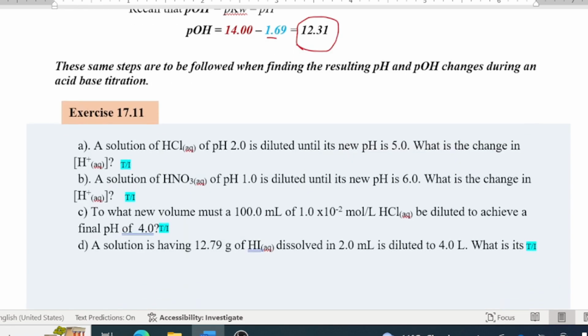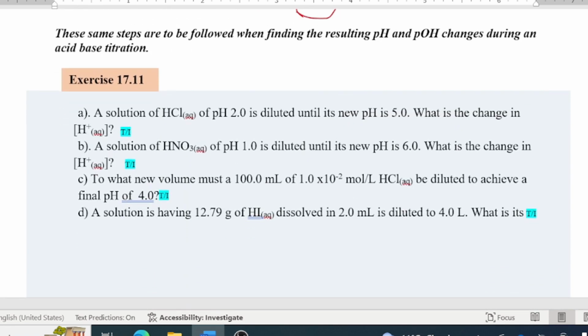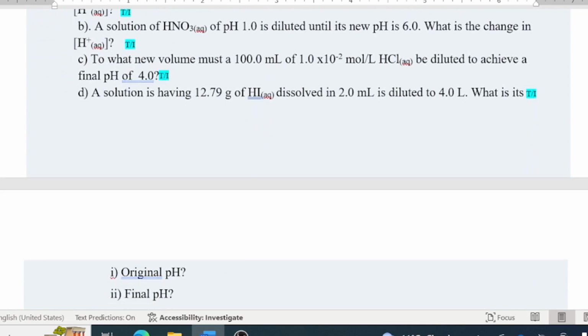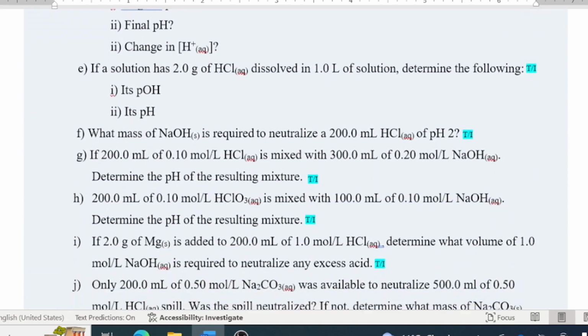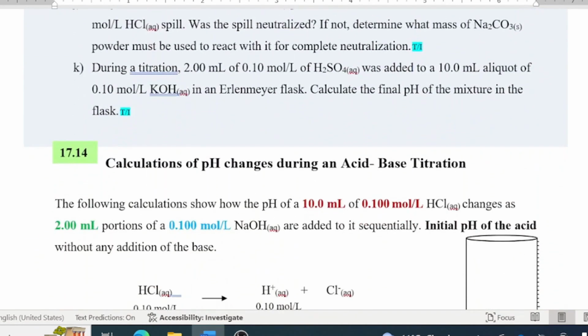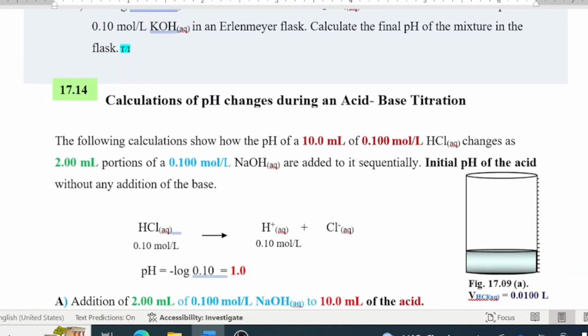Questions are free to do. All right, these are found in the solution manual. Answers we stated too. All right, now we'll do changes in pH here.